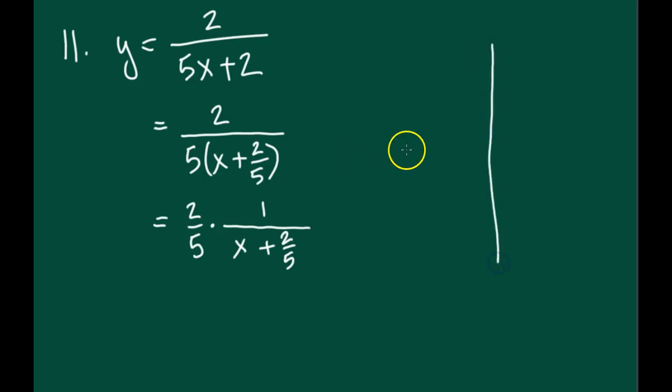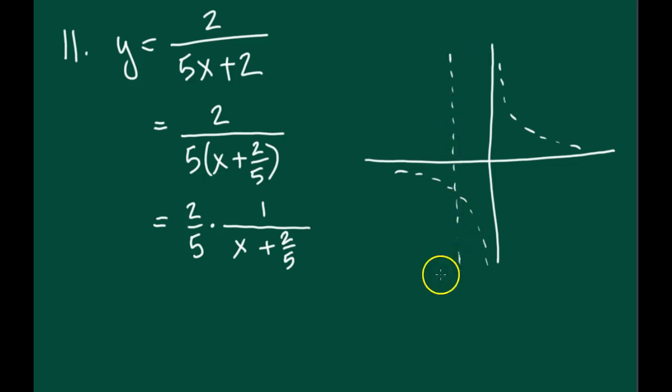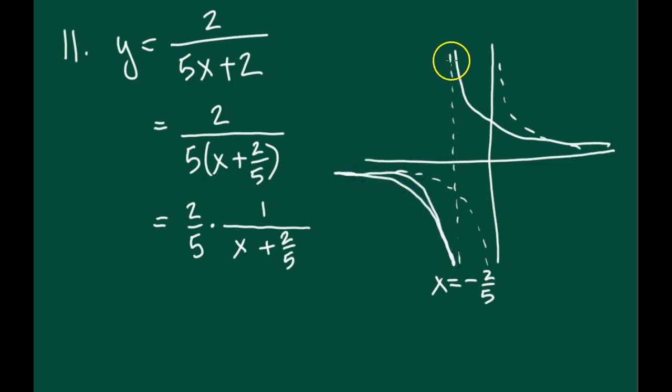So I know that 1 over x looks like this. Well, this is 1 over x, moving it a bit to the left, so the vertical asymptote is no longer at x equals 0, but rather at x equals negative 2/5. Okay, so there I go. Otherwise, I have the same horizontal asymptote that 1 over x has. Okay, and what else do I know about this?